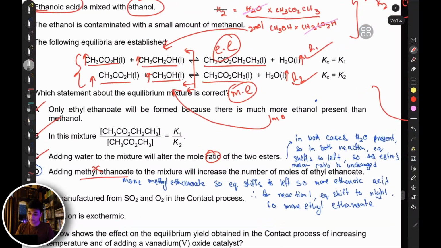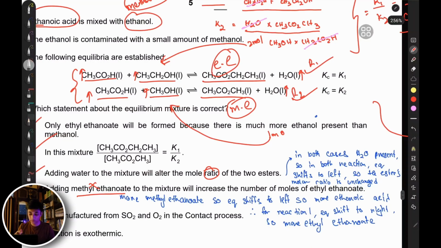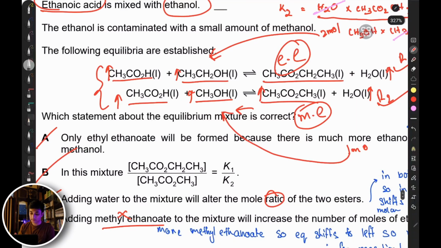So, let's say you have added what? Methyl ethanoate. So if you add methyl ethanoate, what's going to happen? Again, the equilibrium will shift to the left-hand side. If the equilibrium shifts to the left-hand side, what happens is more reactants will be produced. So what are the reactants? Ethanoic acid and methanol. More ethanoic acid and methanol will be present.